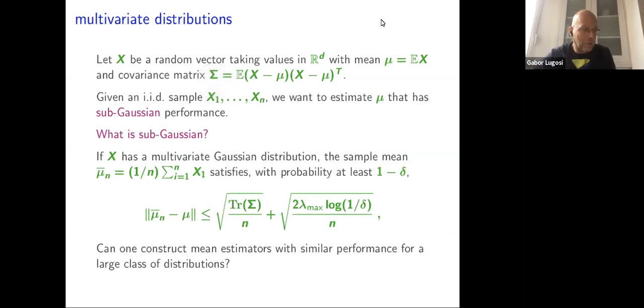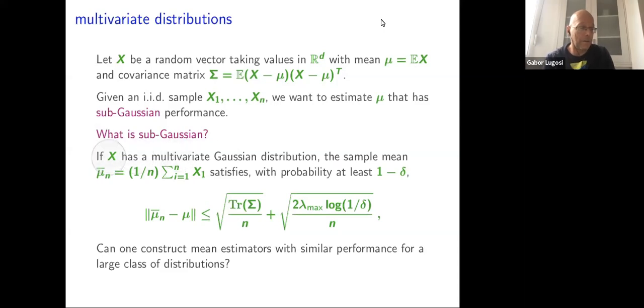The tails just should go down as the normal distribution. But what's a sub-Gaussian performance in this case? Well, we can go back to what happens in the Gaussian case, and get guidance from there.